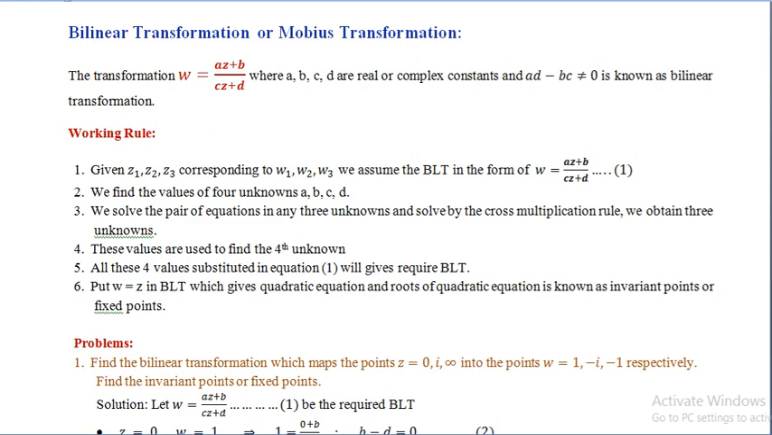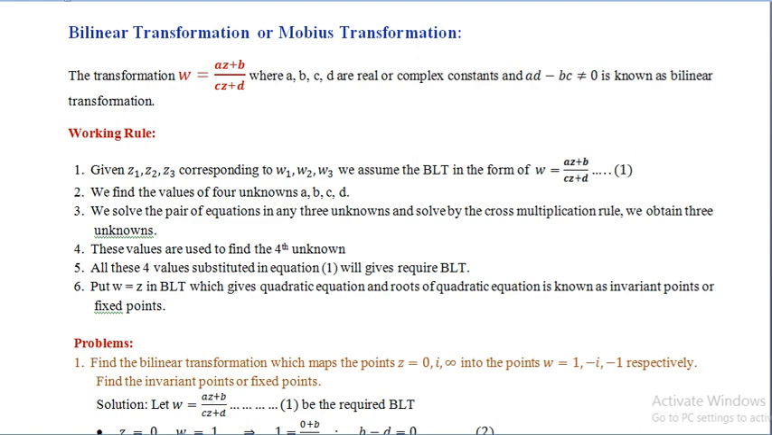Bilinear transformation means W is equal to (AZ plus B) divided by (CZ plus D), and here A, B, C and D are real or complex constants, and AD minus BC is not equal to 0. Then it is called a bilinear or Mobius transformation.